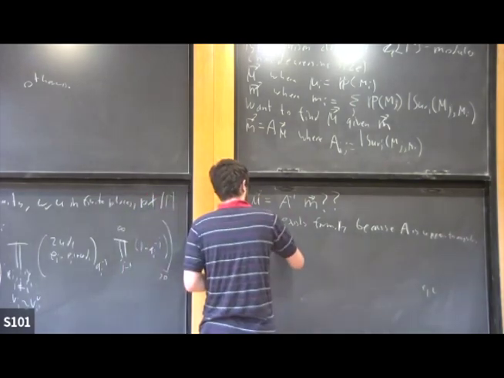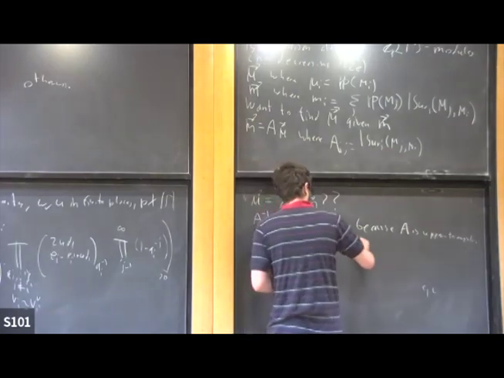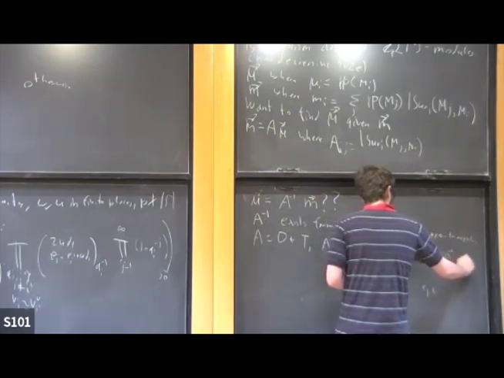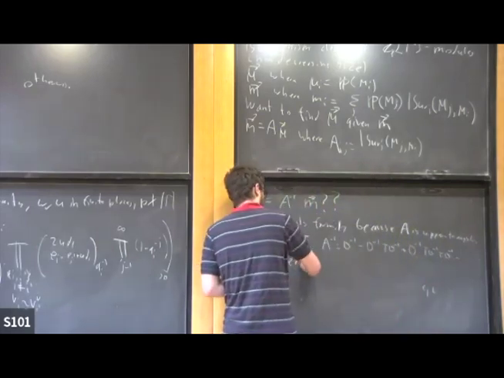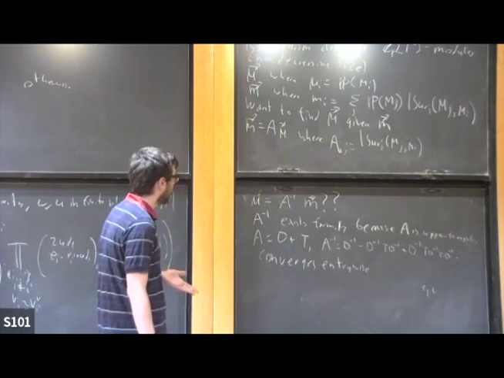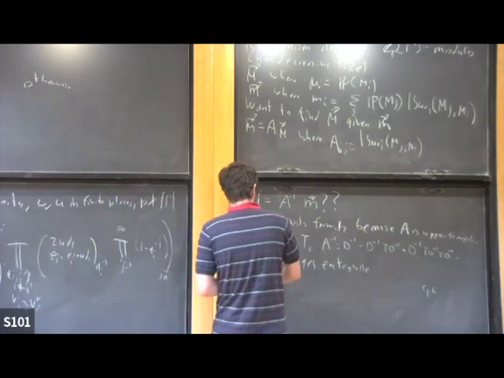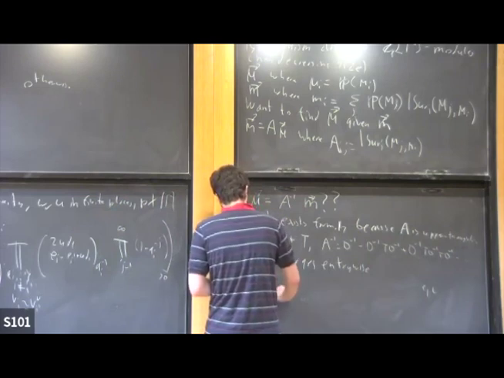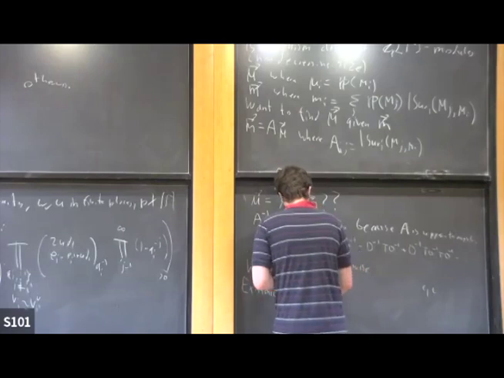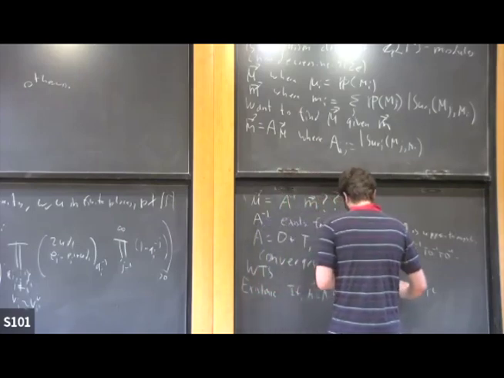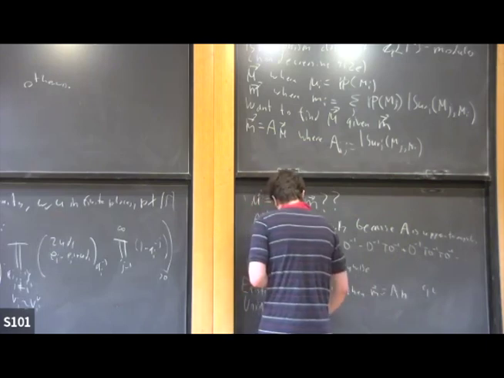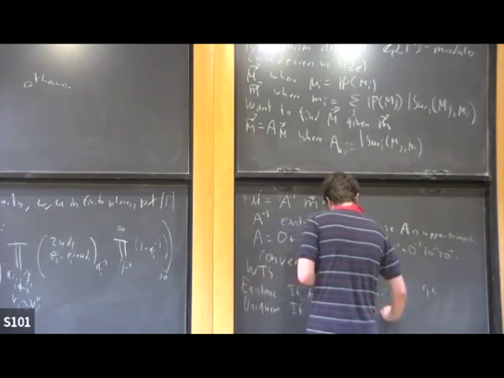And so A is like diagonal plus strictly upper triangular matrix. Then A inverse is equal to D inverse minus D inverse T D inverse plus D inverse T D inverse T D inverse, and so on. And this converges entrywise. So we want to show the existence of a measure with these moments, which is saying that if mu is equal to A inverse M, then M is equal to A mu. And we want to show the uniqueness, which is the same as saying that if M is equal to A mu, then mu is equal to A inverse M.